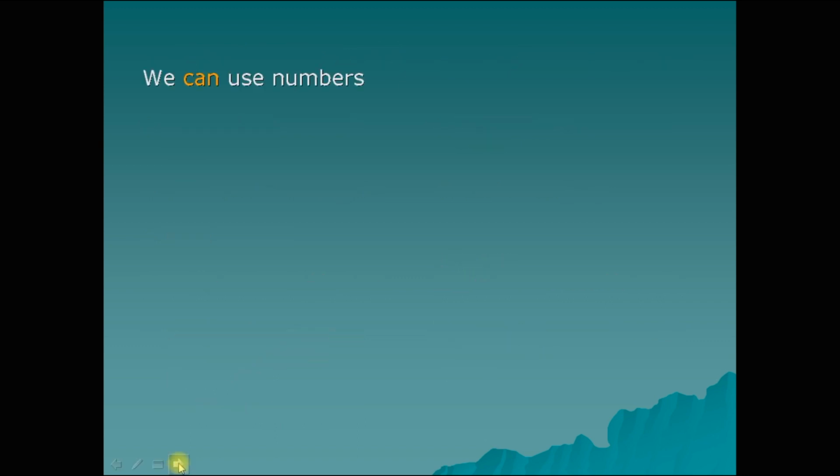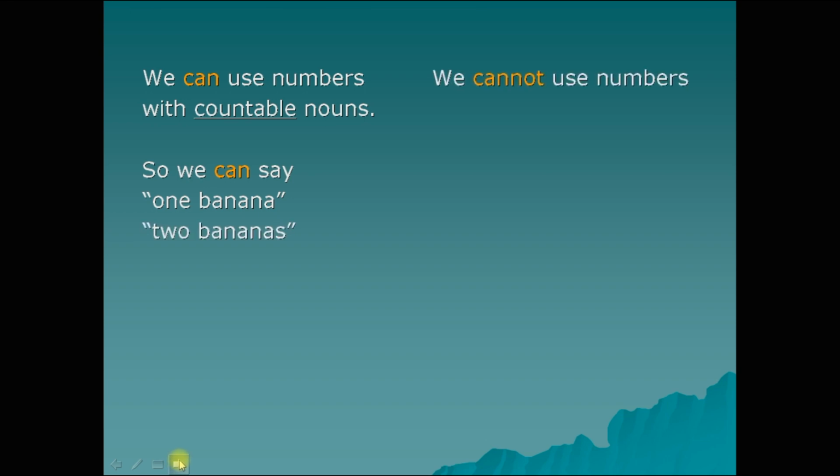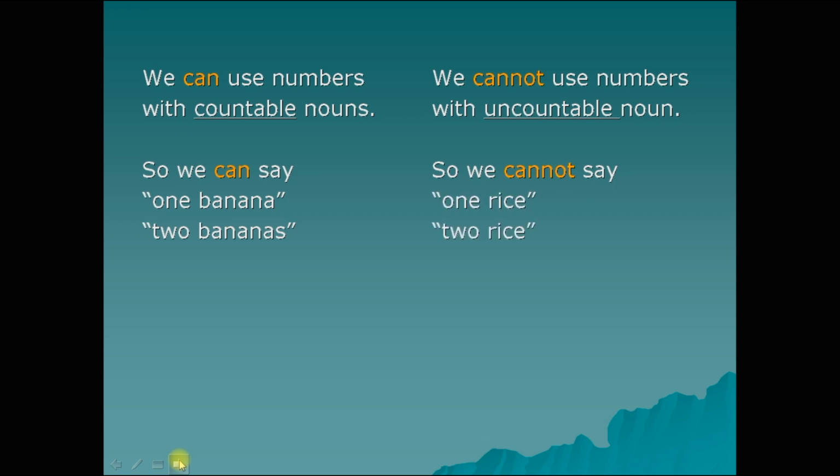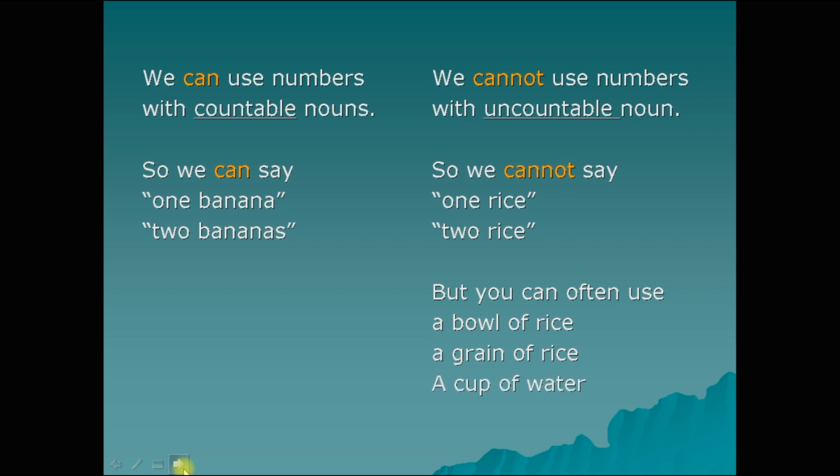Rice. We can use numbers with countable nouns. So we can say 1 banana, 2 bananas. We cannot use numbers with uncountable nouns. We cannot say 1 rice, 2 rice. So kapag numbers, ginagamit lang ito sa nabibilang. Katulad ng 1 banana, 2 bananas. Pero pagka sa uncountable noun, hindi natin pwedeng sabihin 1 rice, 2 rice. But you can use a bowl of rice, a grain of rice, a cup of rice.